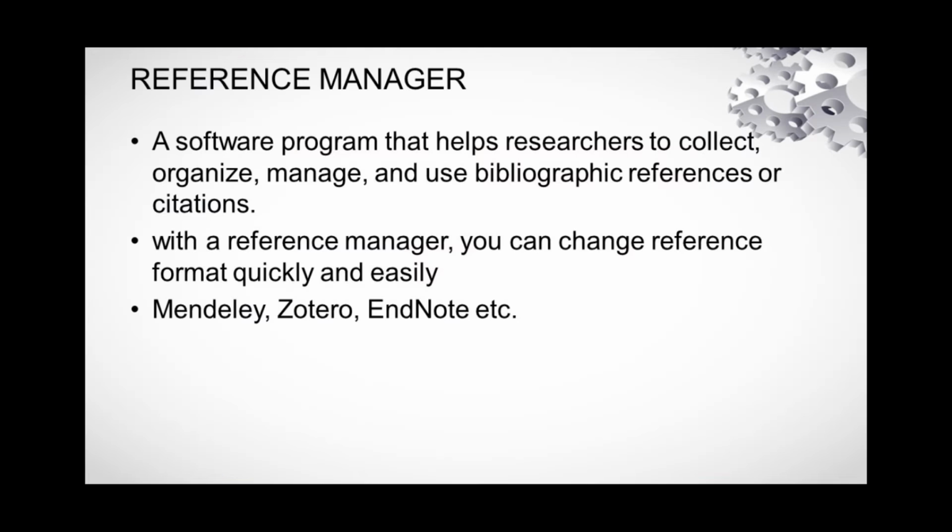So going to the practical aspect now, we are talking about the reference manager. A reference manager is a software program which helps researchers to collect, organize, manage, and use bibliographic references for citation. With the reference manager, you can do a lot of things. You can change reference format quickly and easily. You can change from Vancouver to APA to Harvard to Chicago to IEEE to AMA. You don't have to type your references manually, so you can enjoy your project work. You won't find research work boring or tedious. So your reference manager is there to come to your rescue.